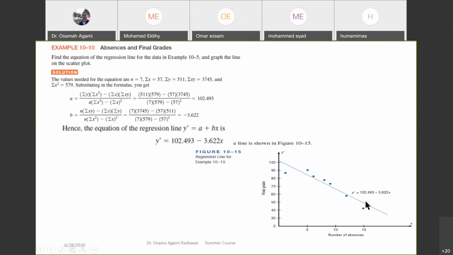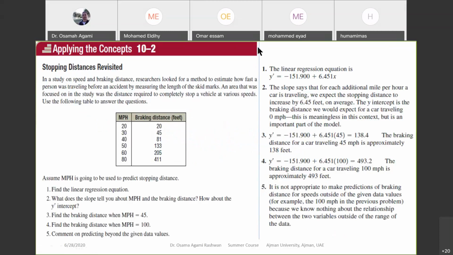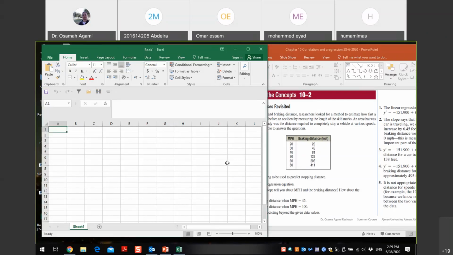Let's go for the exercise before we leave. Shall we open Excel together? Now we have two variables: the speed in miles per hour, and the braking distance. The driver should be careful about the distance between the front car and the one behind. So this will be 20 feet. Let's write these two variables together. This is the speed in miles per hour, and the other variable is the braking distance.